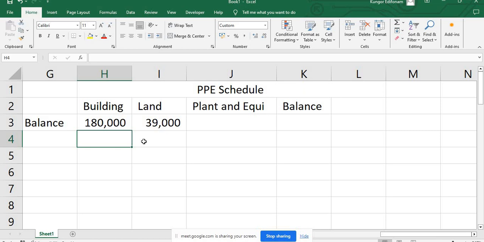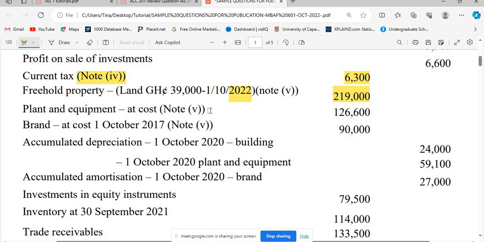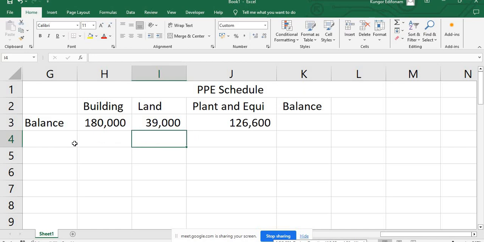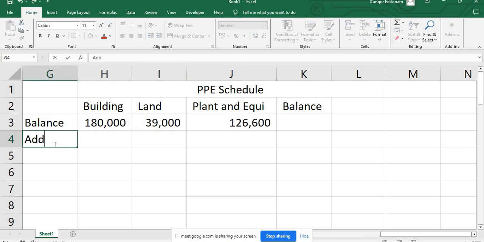So when you are given a freehold item that has two components, land and building, you split it and you depreciate one differently from the other. Is that okay? Now let's move on to the equipment. So the equipment, the balance brought forward at start is also 126,600. Okay. So the next thing we need to do is we check whether there is any addition, that's acquisition.